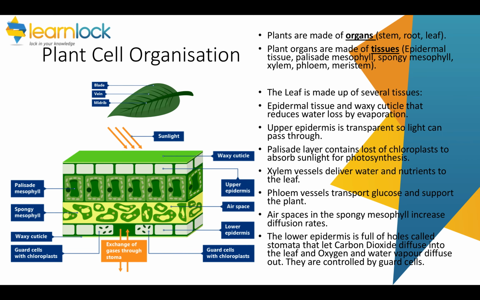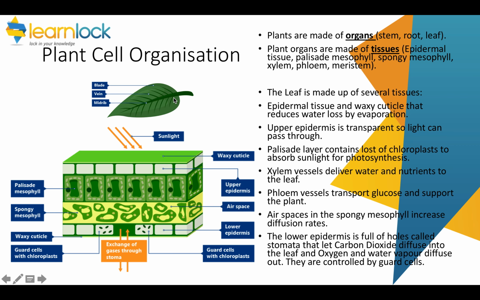Starting off, you need to know that plants are made of organs as well, just like animals, and these organs are things like your stem and your root, your leaves, your flower. Organs are made of tissues, so groups of cells working together, for example, the epidermal tissue or palisade tissues. We'll look at more of those later. First of all, you need to know what happens inside the leaf.